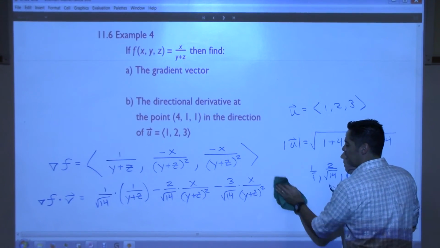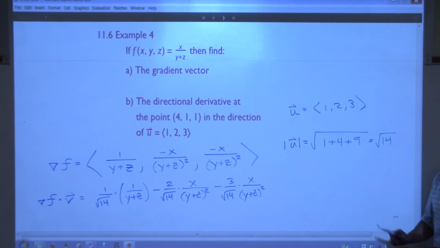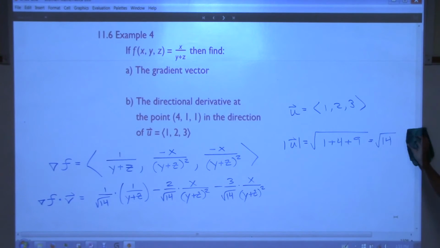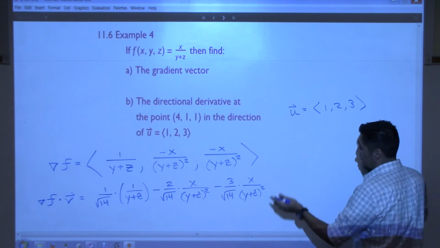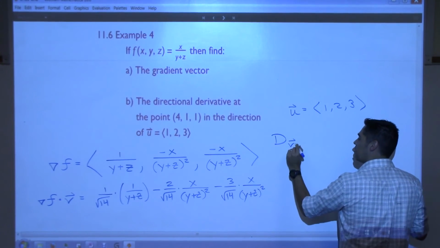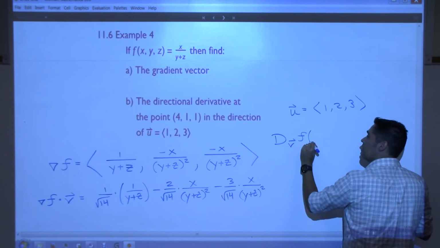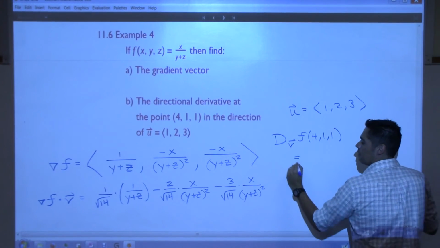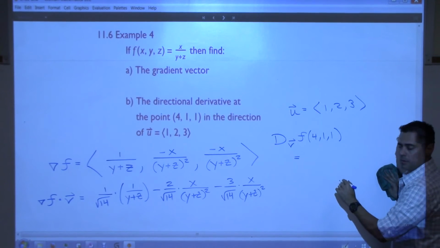And that's a number, isn't it? Dot products spit out numbers, don't they? Well, I have to give you x, y, and z, and then it'll spit a number out. I don't think I'm going to go through and plug everything in. Someone can tell me what the directional derivative in the direction of v of the function is at the point 4, 1, 1. What do you get? Negative 1.2? Negative 1.2?